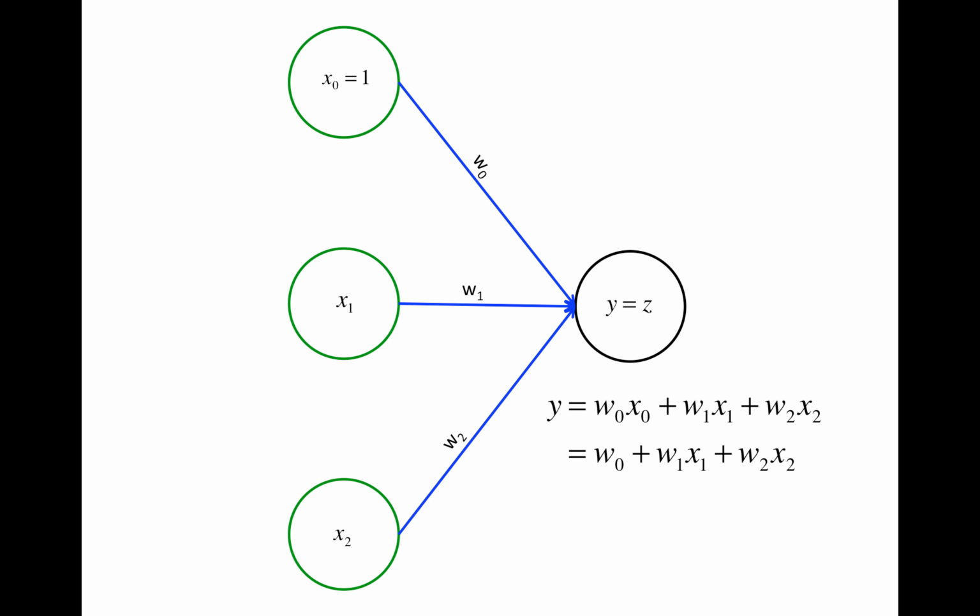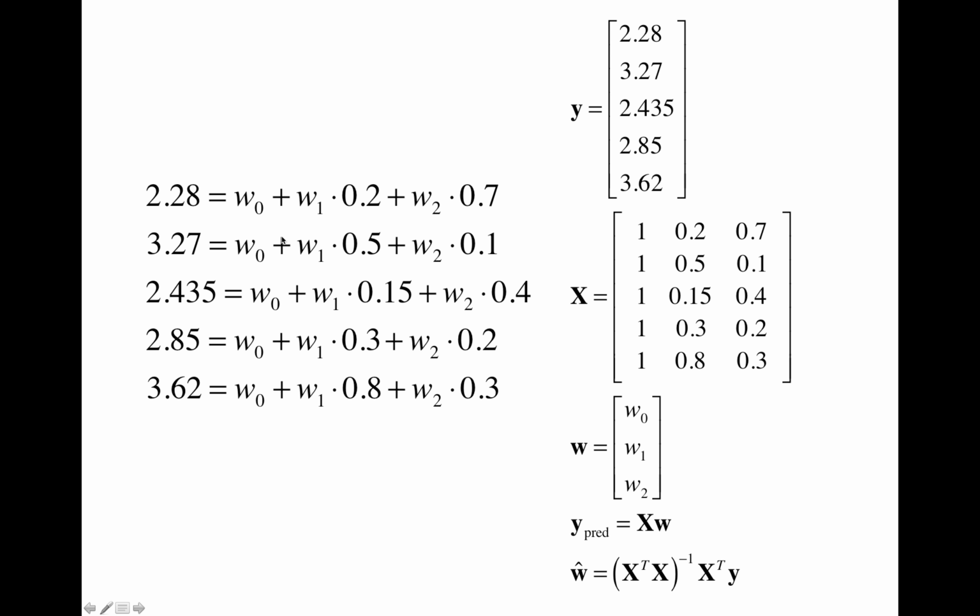We don't know what the best weights are for this single neural network, right? We don't really know what the best W's are. But what we have is 5 examples from our training dataset. So when the input x1 equals 0.2 and x2 equals 0.7, the ground truth output is 2.28. And when the input x1 equals 0.5 and the input x2 equals 0.1, the ground truth output is 3.27. So we have 5 such examples.